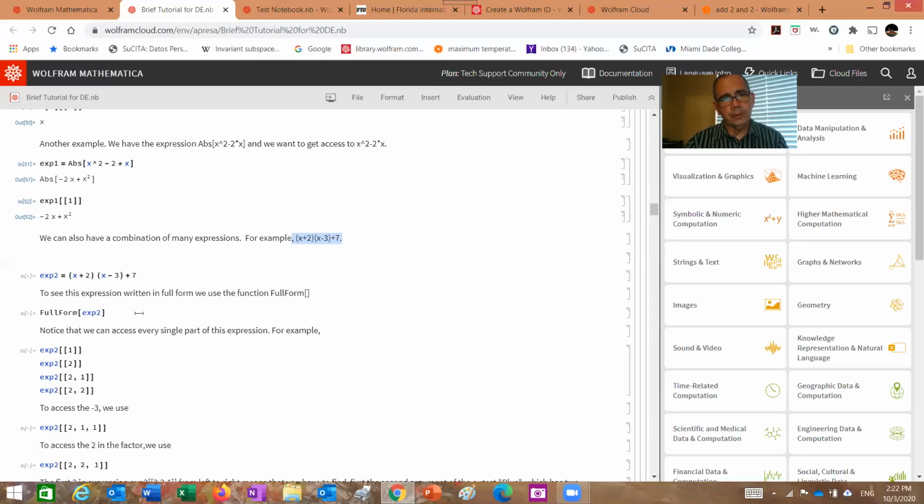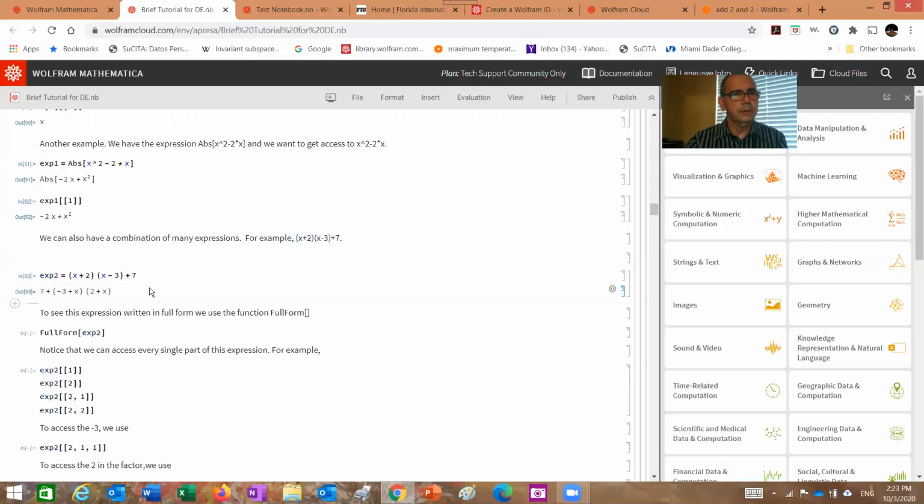Later, I'm going to show you how the program internally understands this in a certain way using different expressions. It's like a composition of different expressions. But here, I'm going to define exp2 as that expression. Let me press enter to enter that definition, or this assignment.